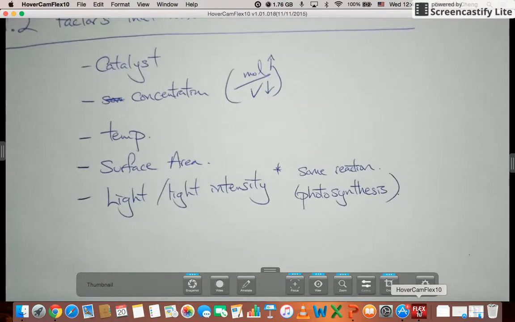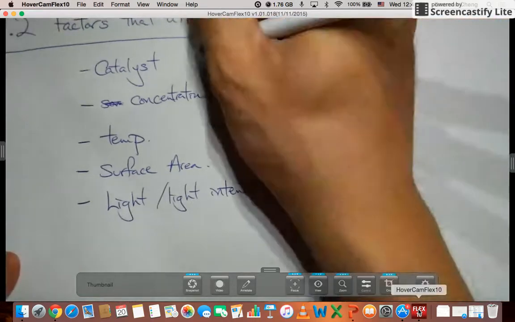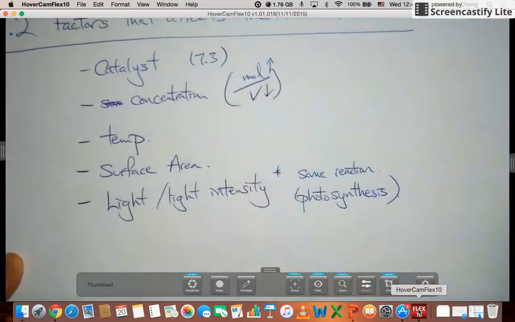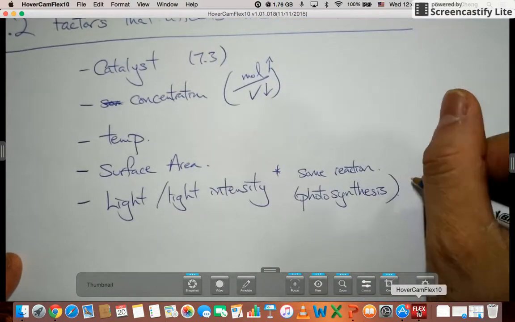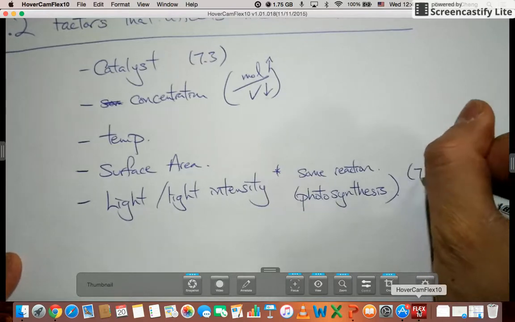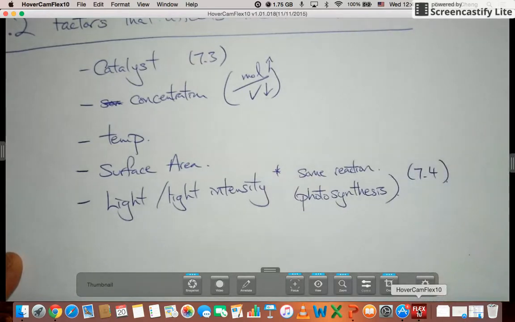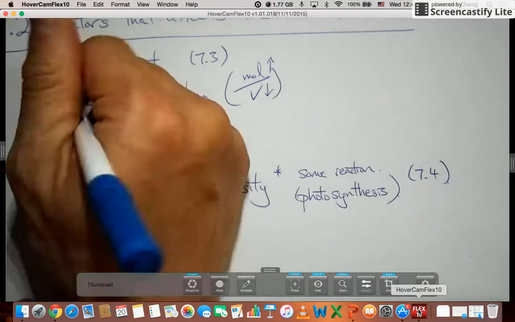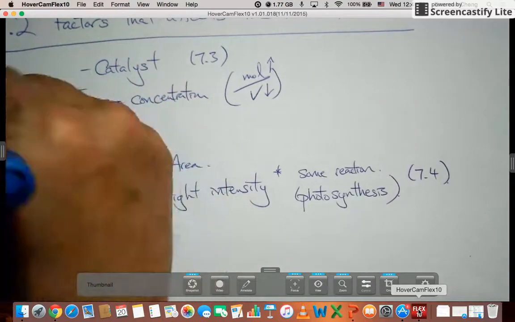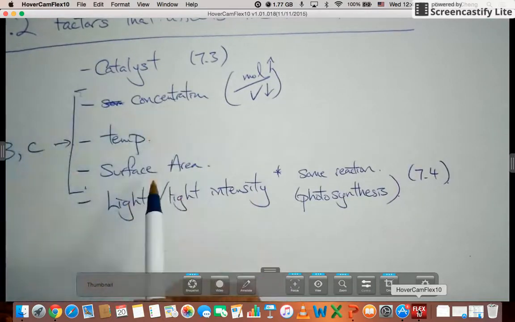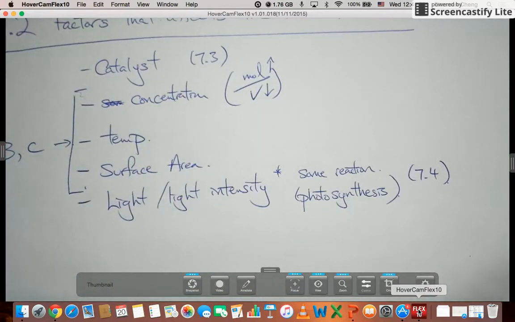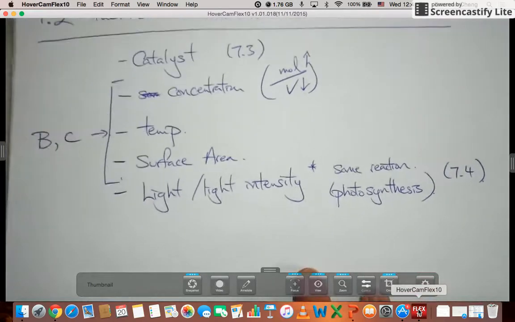Light intensity. Okay? Now, to separate them and break this down, 7.3 will be on catalysts. Light intensity or light is actually 7.4 on photosynthesis. So for the criteria B and C summative, we are only focusing on these three here. Okay, concentration, temperature, and surface area. Good so far? Now these are the ones that we are going to spend time on talking about today.